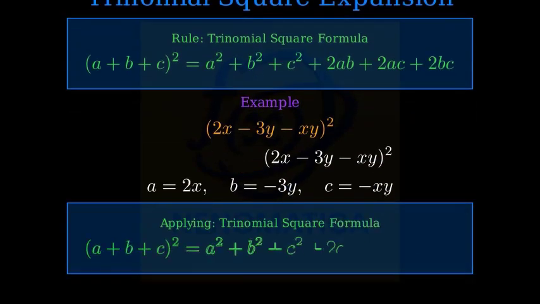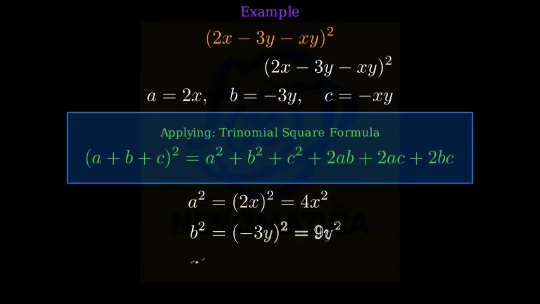According to the formula, we need to first square each term. That gives us a squared equals 4x squared, b squared equals 9y squared, and c squared equals x squared y squared. Next, we multiply each pair of terms and double the result.